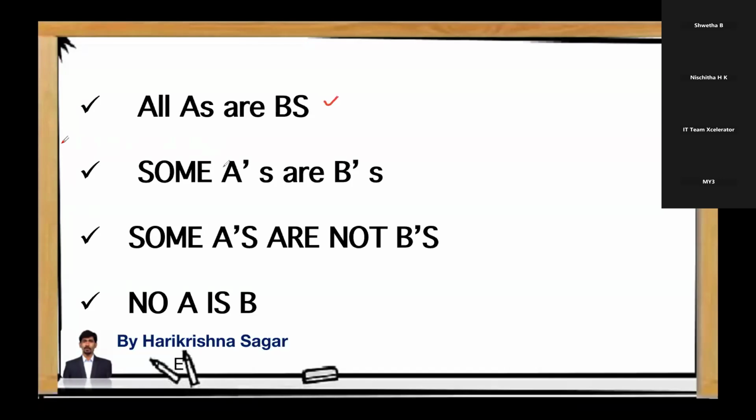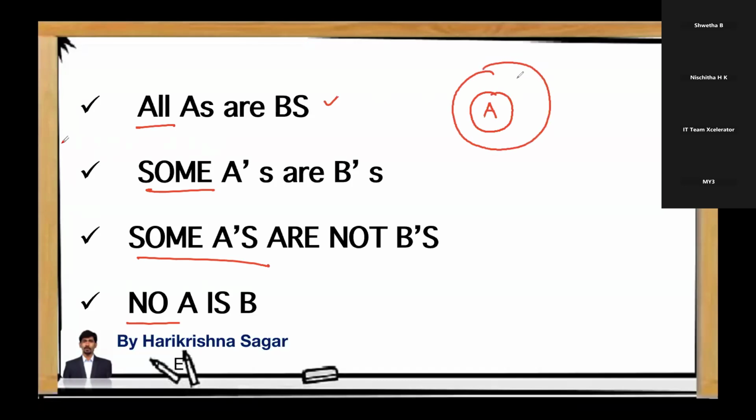All A's are B's. These are the common keywords you will come across: all, some, and no. So all A's are B's is a statement. How can we take it? Let's assume this circle is A's. All A's are B's. So you can represent it like this. Or otherwise, if some A's are C's is available in the statement, you can also represent all A's are B's in this way.